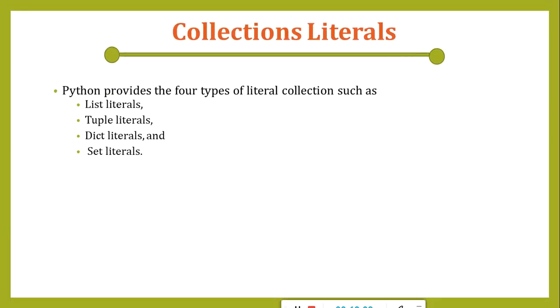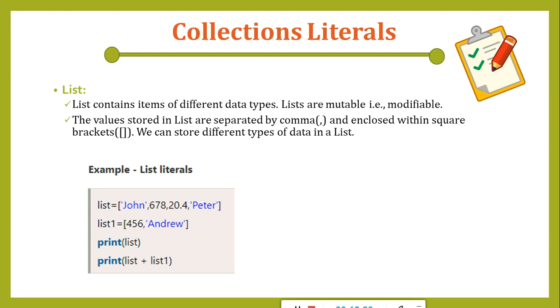And the last one is the collection literals, which is a very important part of Python. Actually there are 4 types of literal collections provided: list literals, tuple literals, dictionary literals, and set literals. We are going to see them one by one. So what is the list literal?